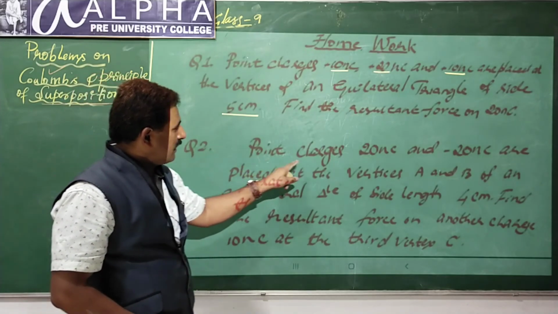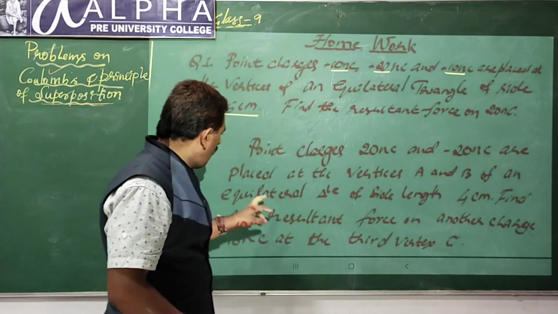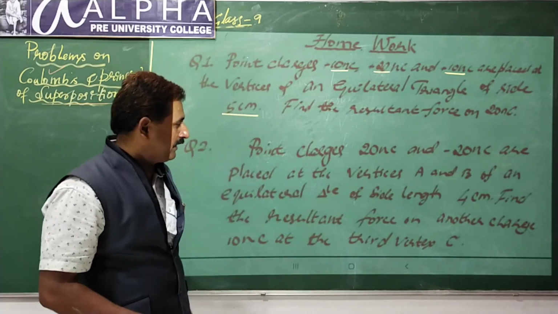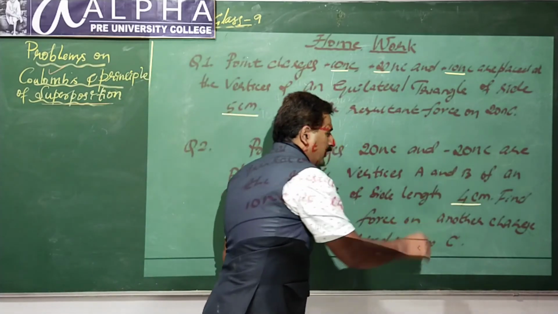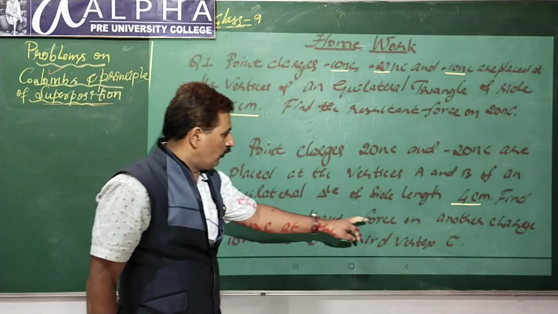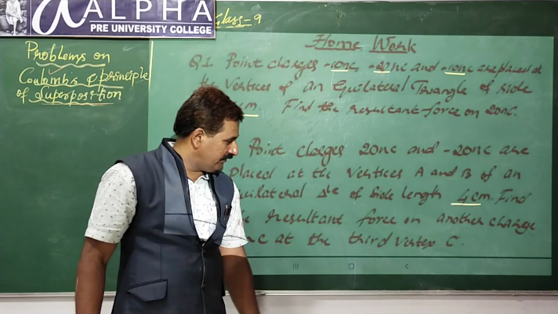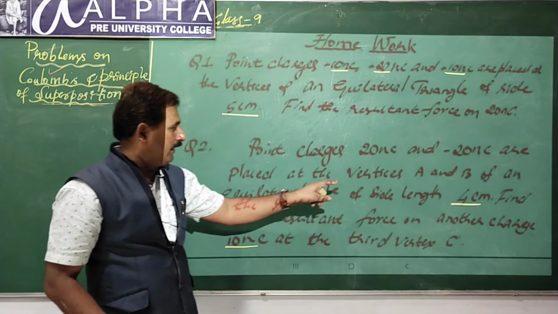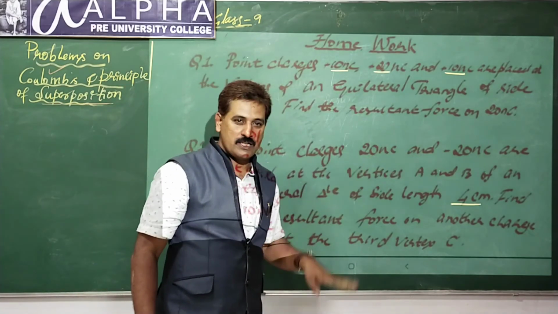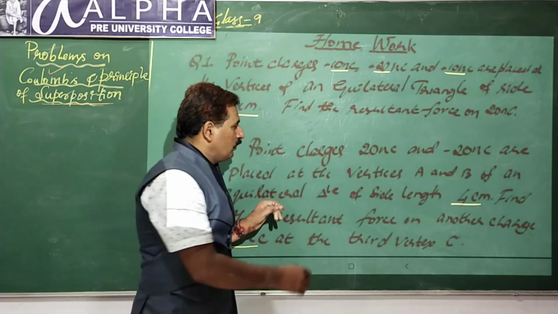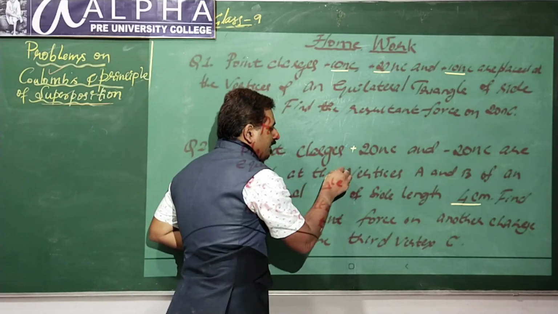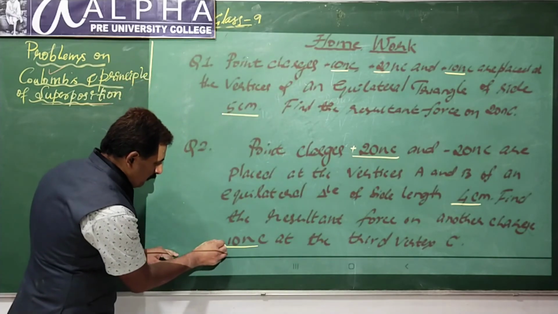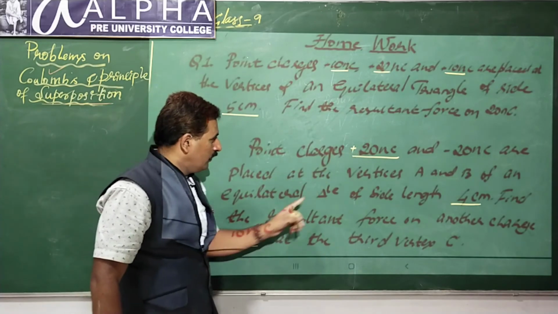Second one, point charges 20 nano, minus 20 nano are placed at the vertices A and B of an equilateral triangle of sides 4 centimeters. Look here, the side length is 4 here, I have changed the side length. Find the resultant force on another charge at the vertex C, what is the value? 10 nano. Here charges are Q1 20, Q2 minus 20. Here you have not written the sign, then what do you do? You will write plus, that's it. If the sign is not mentioned, take it positive. And here also positive. These two repel each other, these two attract each other.